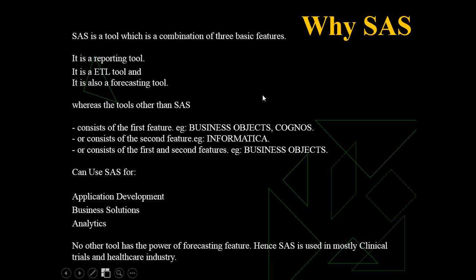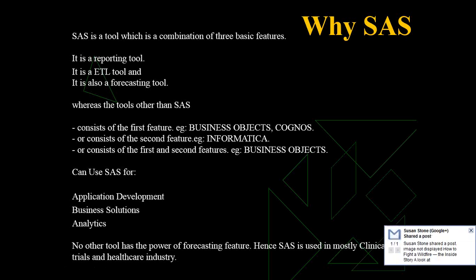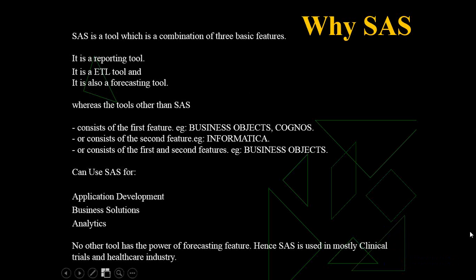We have different tools in data warehousing, like Business Objects, Informatica, DataStage, MicroStrategy, Cognos. So many tools are available. If I talk about SAS, it is a tool which is a combination of three basic features. SAS is a reporting tool, SAS is an ETL tool, and SAS is also a forecasting tool. Reporting tool means we can generate reports using SAS. ETL means extract, transform and load. We can extract the data from diverse sources, transform it and load it onto our SAS software.